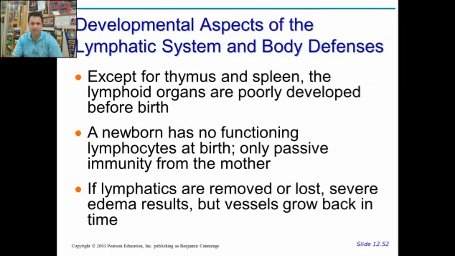Okay. Now, how does the lymphatic system and the body's defenses develop? We've talked about this before. We'll go through it again really quickly here. Thymus and spleen are the only ones there before birth. Okay, all the other ones are very poorly developed. Your immune system is very weak before you're born. A newborn actually has no functioning lymphocytes at birth. You don't have B cells, you don't have T cells.